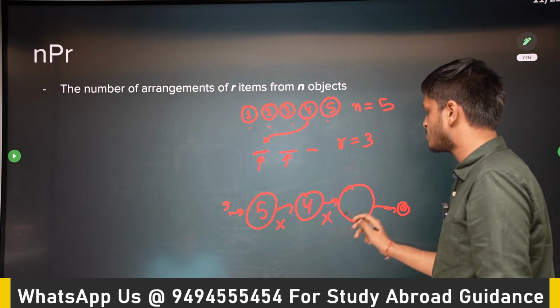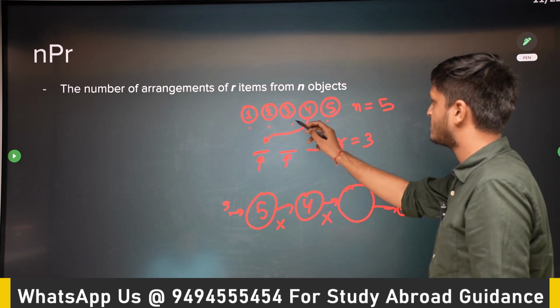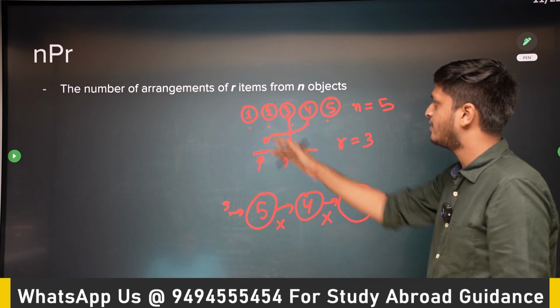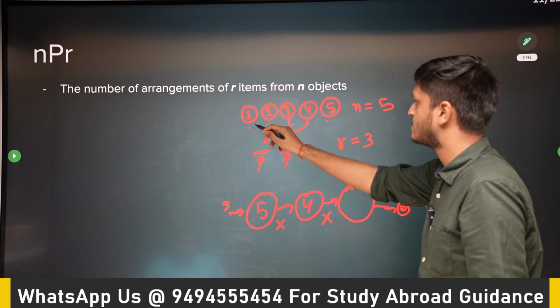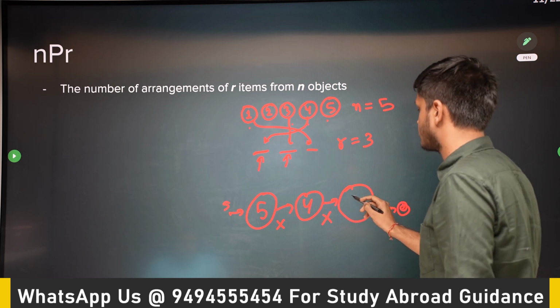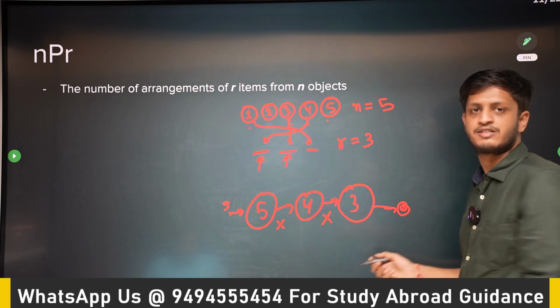And then how many options do I have for the third place? Let's say 3 went here. Now I have 3 options, 1, 2 and 5. I can put any element. Let's say I put 1 here. So I have 3 options for the third place. So this is the number of ways in which I can arrange, right?